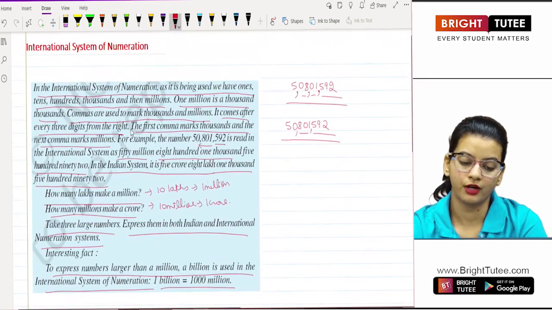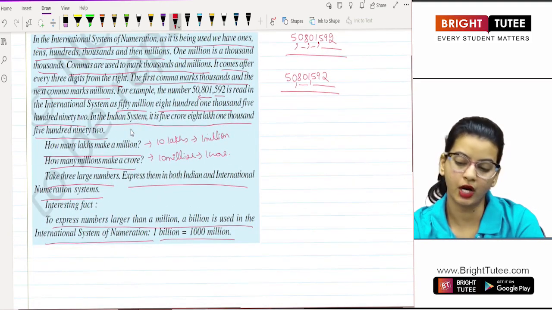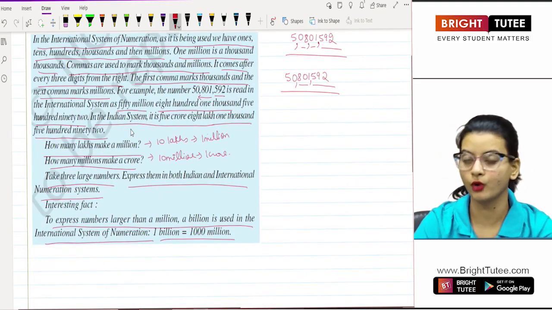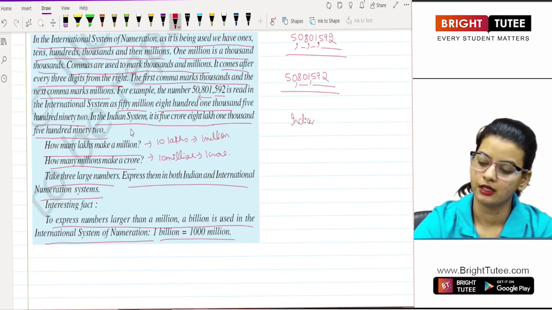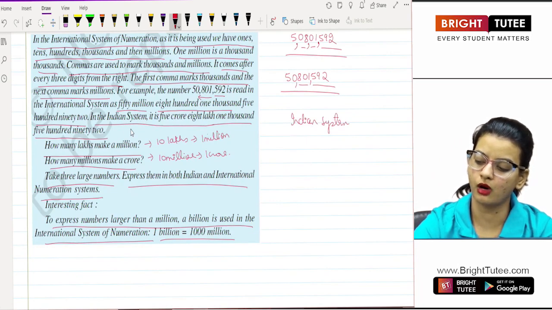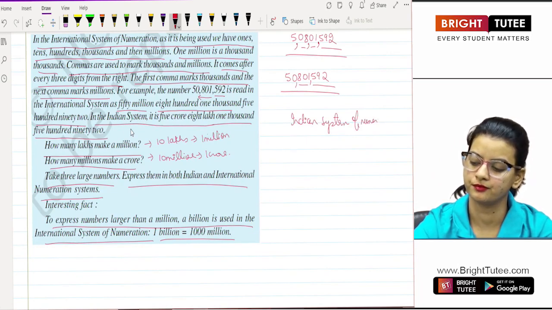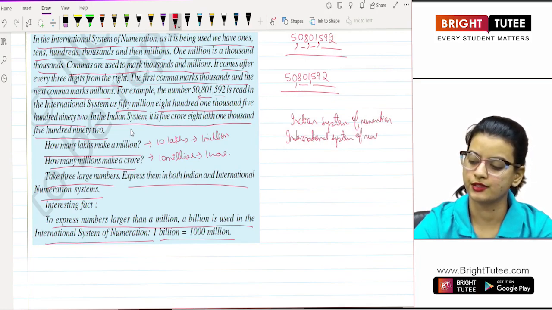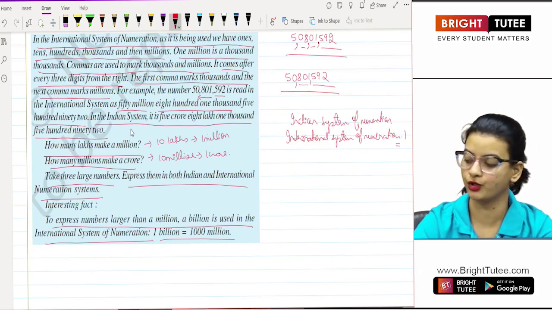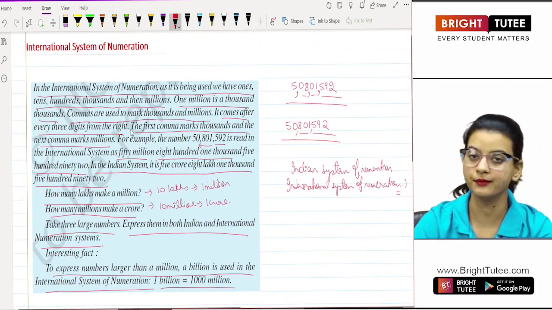So, for practice, what you will do? You are going to take 3 or 4 larger numbers and you have to express them in the Indian system of numeration and in the international system of numeration. You just have to keep in mind how the commas are used and it will be easy for you to understand it. Okay? Right.